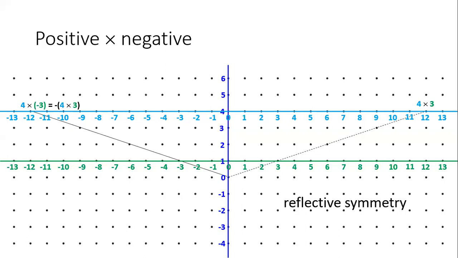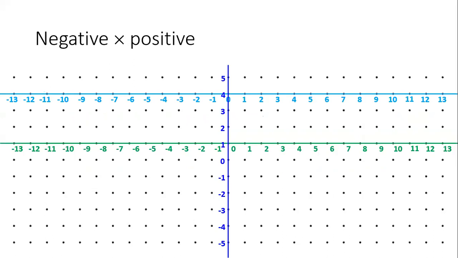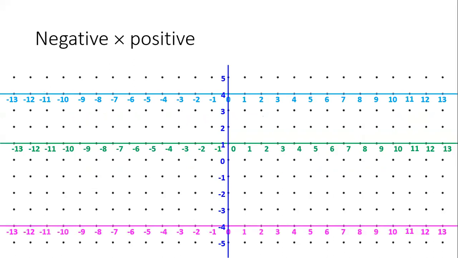Okay, and again this can be generalized, not only for any integers but for any rational and real numbers. Okay, so now negative times positive, so that's negative 4 times 3.